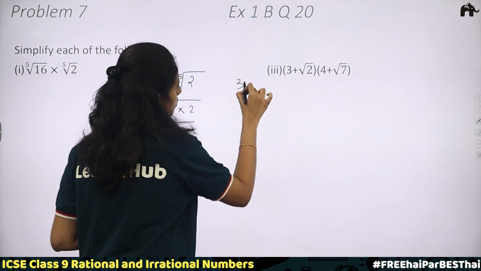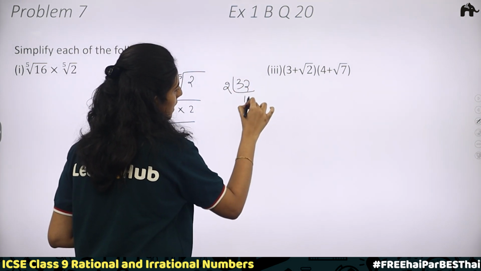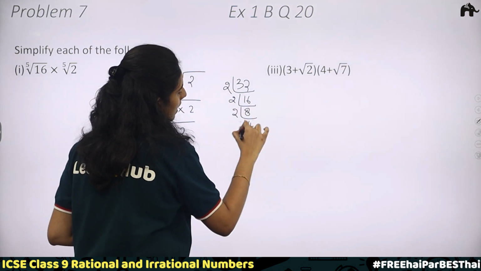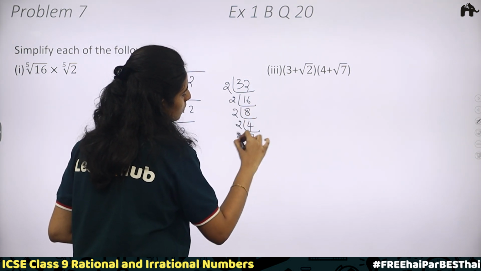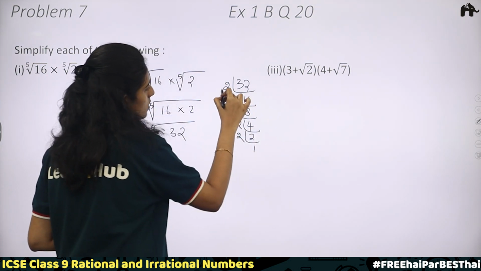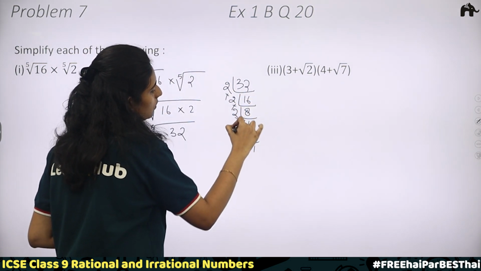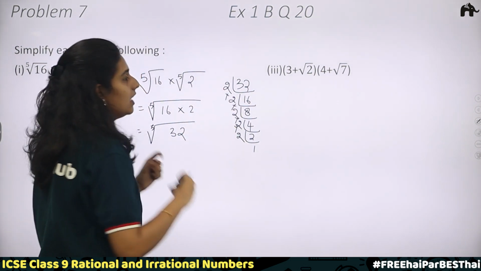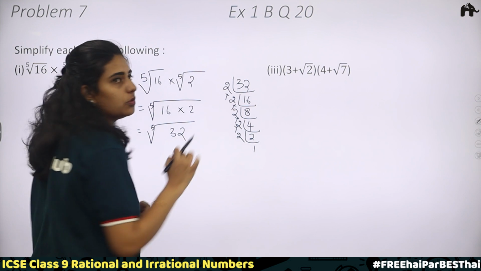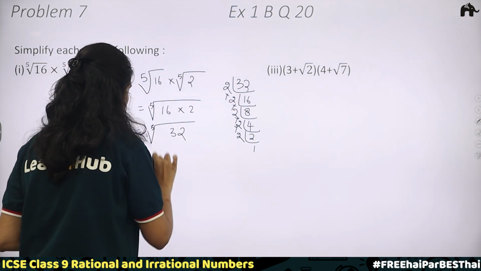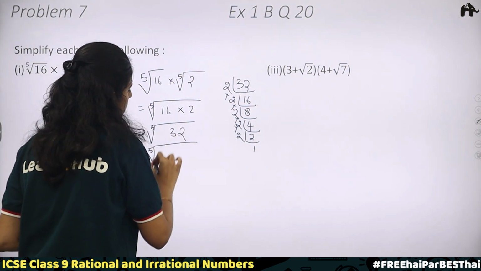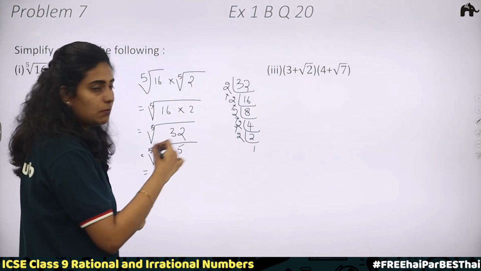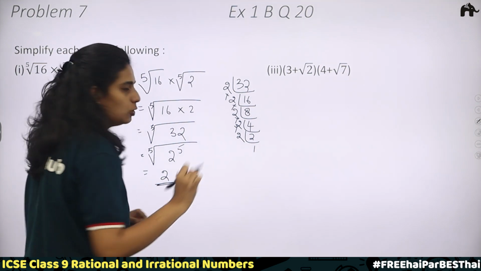So, 32 on dividing by 2, first you will be getting 16. Again, dividing, 8. Again, with 2, you get 4. Again, with 2, you get 2. 2 divided by 2 is 1. So, 2 into 2 into 2 into 2 into 2 is 32. Therefore, we will be having 32 is equal to 2 raised to 5. Therefore, the 5th root of 32 is 5th root of 2 raised to 5, and 5th root and raised to 5 can be cancelled. You will be getting final answer 2.